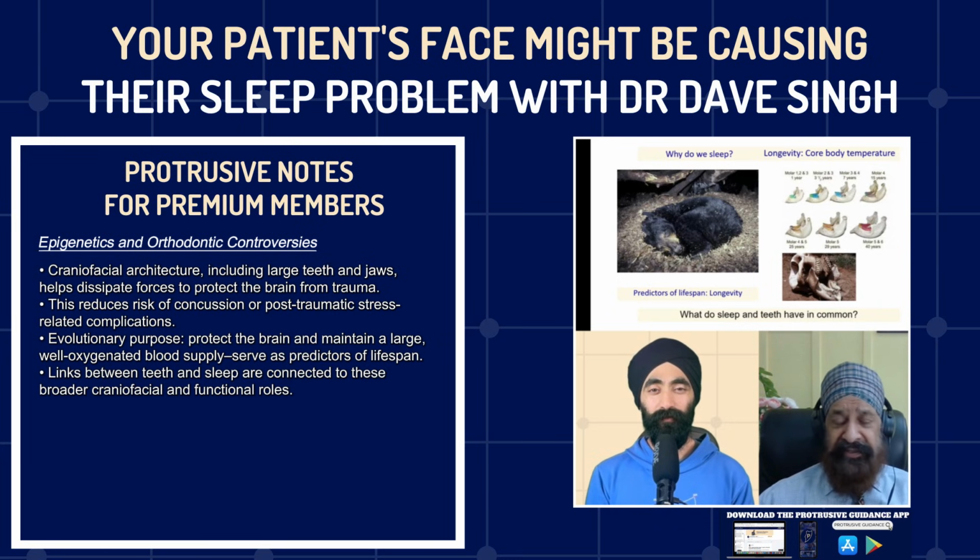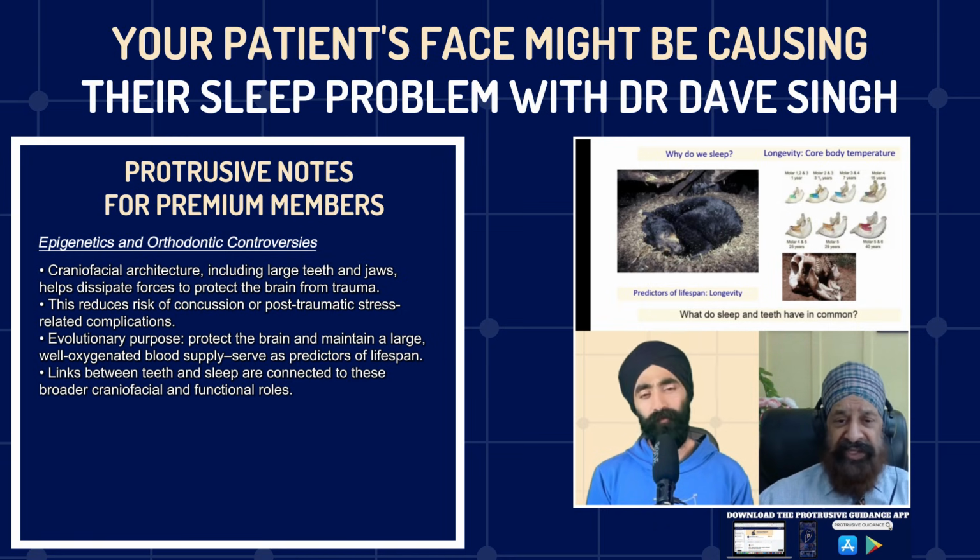It could be an athlete. It could be in a military situation where you have a force that impacts the brain and suddenly, you're knocked out. And then you have the post-traumatic stress disorder and all those other things that can follow from a severe concussion. So the idea to have large teeth and large jaws is to actually protect this very large brain of ours, which also needs a large blood supply, so it's very well oxygenated.